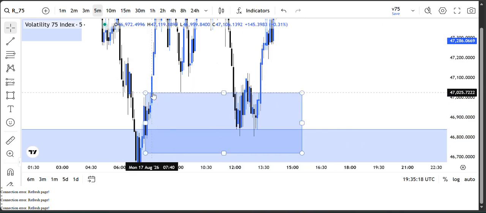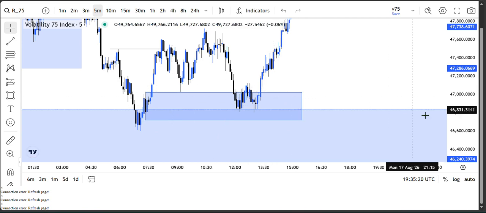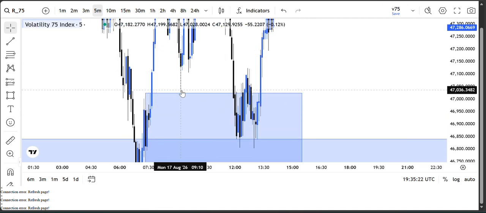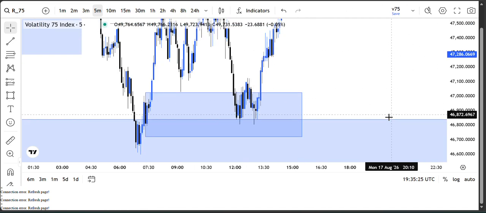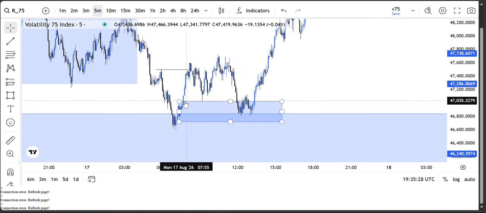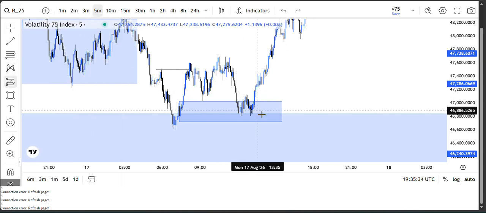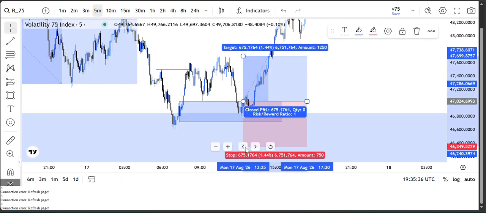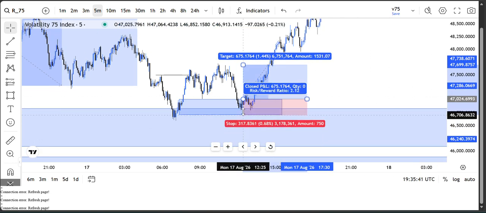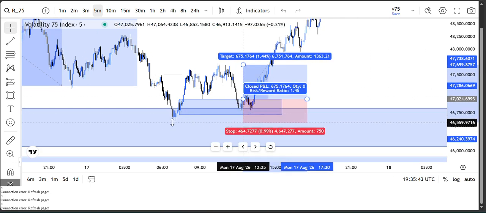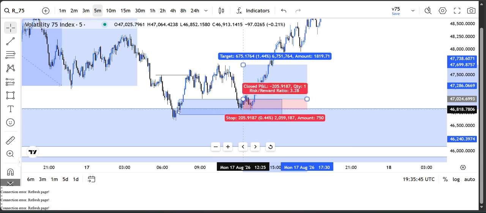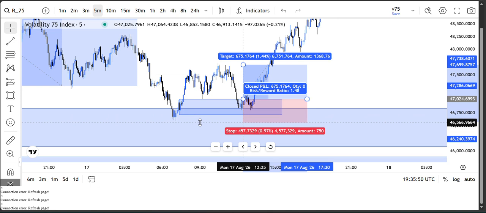There was an imbalance right here. We see that there's a void here, and price did not mitigate. So we have this break of structure, change of character, whatever you want to call it. Of course, our stop loss is going to be below. I always put my stop loss below this previous level, rather than just putting my stop loss here. I like to give it more space.